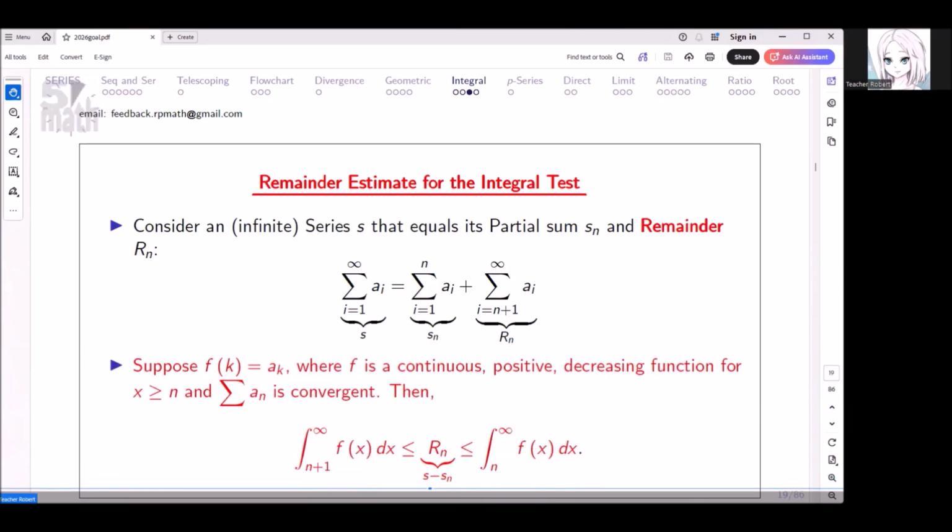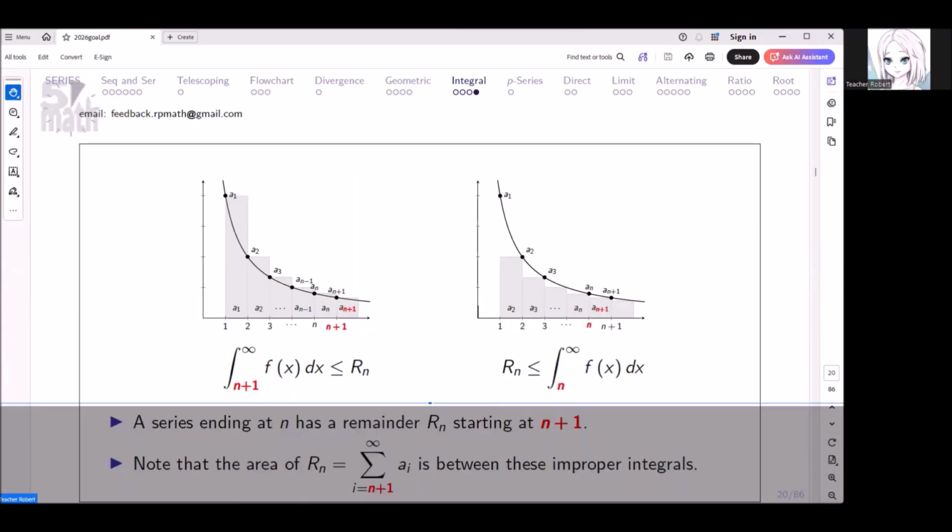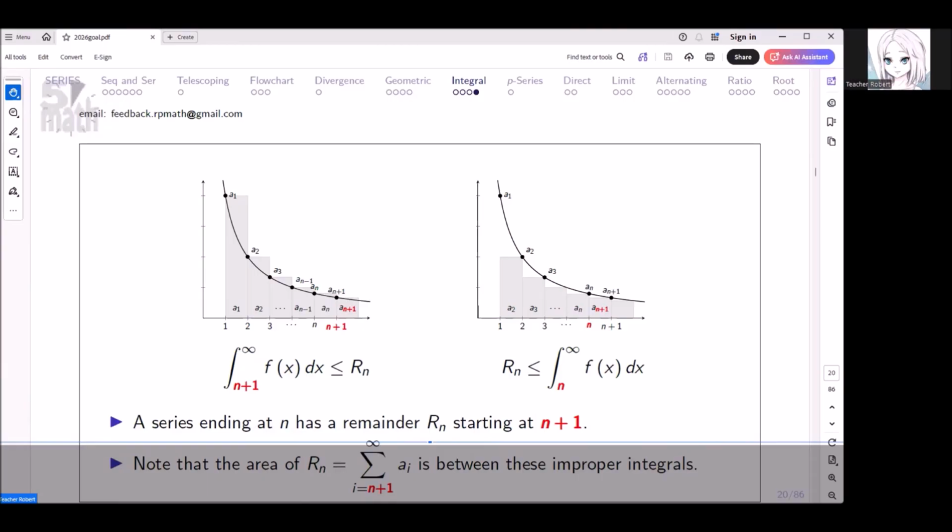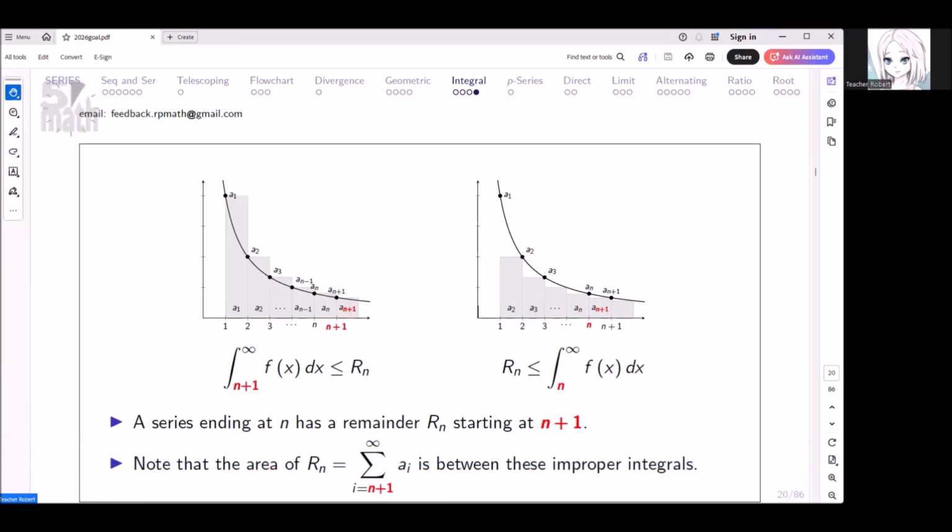Suppose f of k equals a_k, where f is a continuous, positive, decreasing function for x greater than or equal to n, and series a_n is convergent. Then we have the following. Here are some pictures. A series ending at n has a remainder R_n starting at n plus 1. Note that the area of R_n is between these improper integrals.